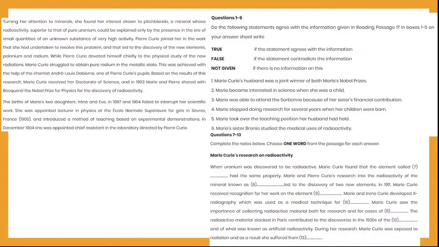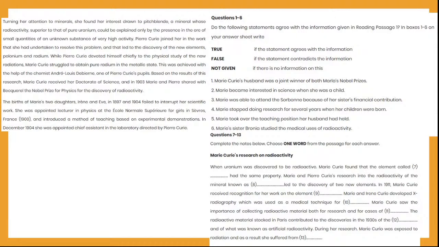I think we have got the answer for this. Marie stopped doing research for several years. They're mentioning here failed to interrupt her scientific work. This is the total opposite. So the answer for question number four is false. Okay, now let's move to question number five. Marie took over the teaching position her husband had held. So they're talking about a teaching position, and let's see.